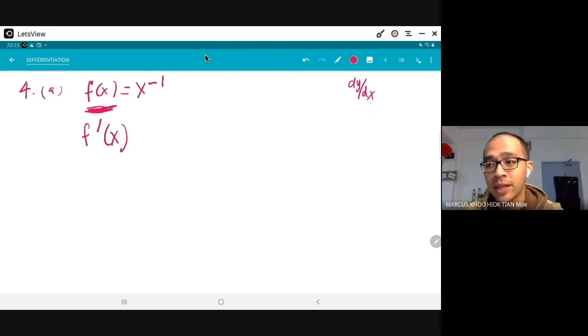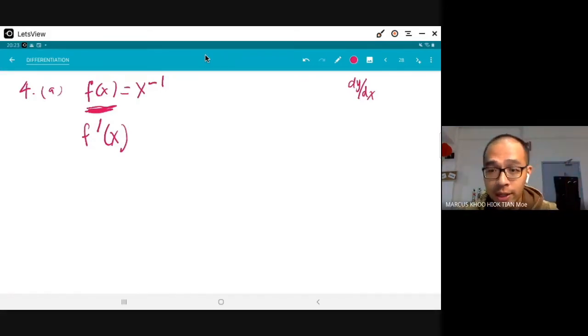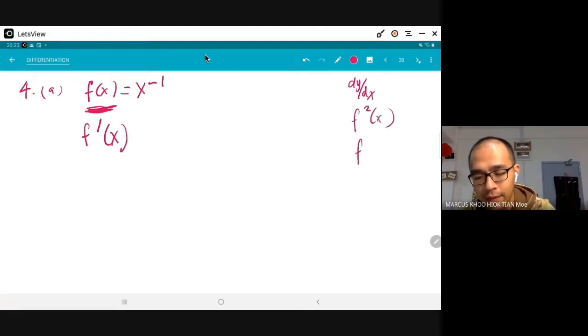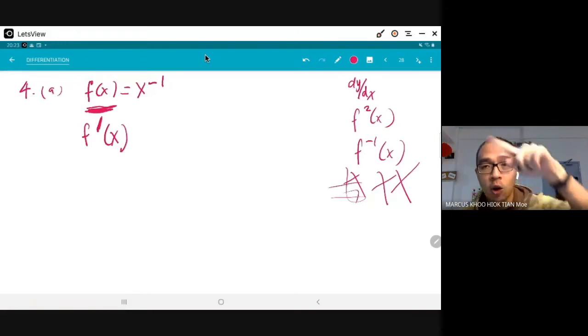Kenapa ada y, kenapa ada fx? That one you have to ask the people who did the question lah. But there's nothing. It's just different ways of writing the same thing. So we call it f prime x. Totally nothing to do with the functions chapter that you learned last year. Yang ada f kuasa 2x lah dan f negative 1x lah. Totally nothing to do. Tiada kaitan, tiada kaitan, tiada kaitan. This is prime, as in the comma on top. So we call this prime.